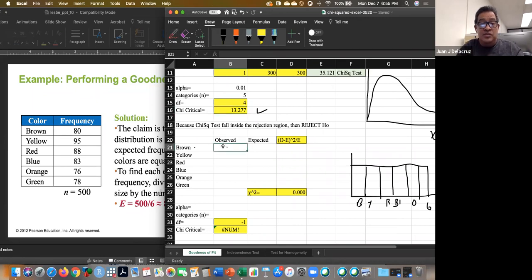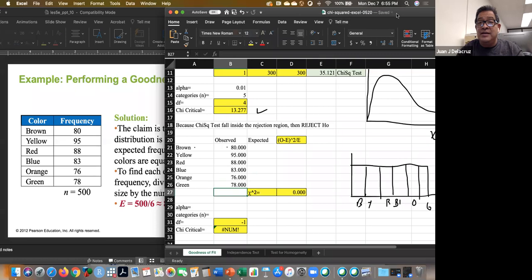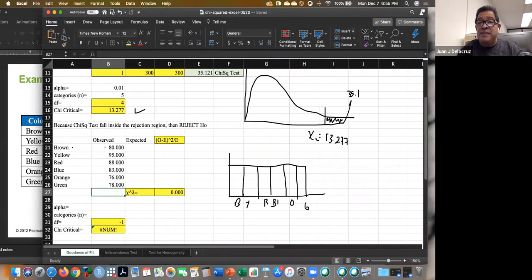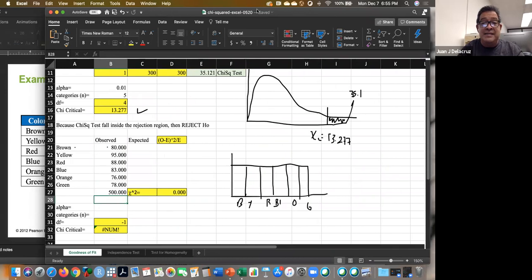bag, I'm gonna have 80 brown, right? I'm gonna have 95 yellow, 88 red, 83 blue, 76 orange, and 78 other color. So if I add this, of course, it has to be the 500 that I am expecting. So this is the 500 I am expecting. So I have 500 candies in a bag.